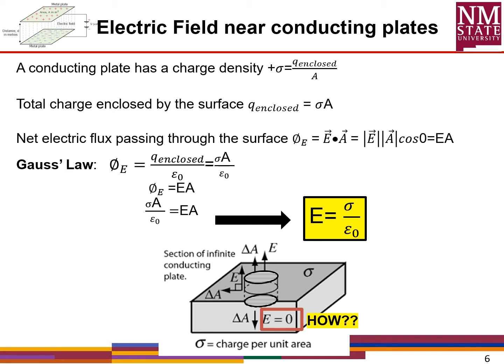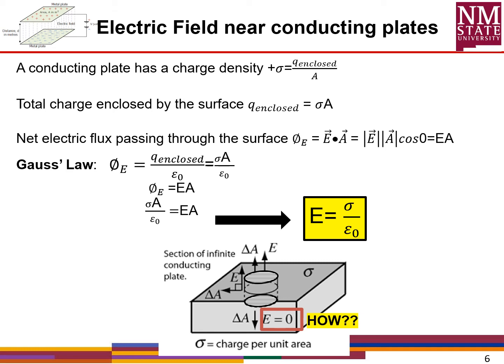So therefore the net flux passing through this whole Gaussian surface is equal to E times A. So this is the one way. Here we found the flux, and using Gauss's law, again we can find the electric flux.